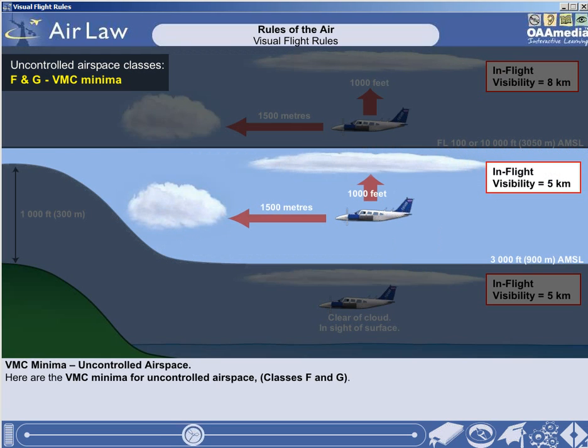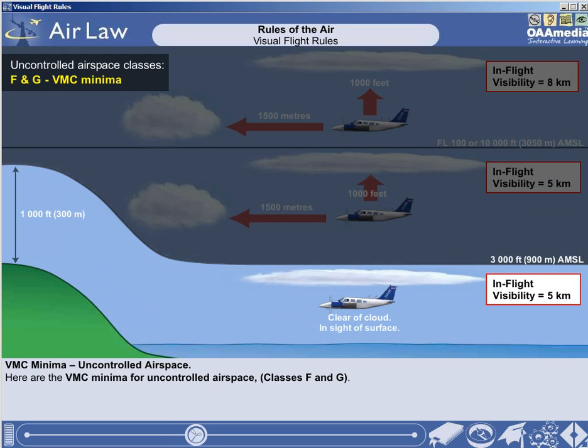The next level we must consider in uncontrolled airspace is that below 10,000 feet, or flight level 100, but above 3,000 feet, measured with respect to mean sea level. In this level band, VMC minima in uncontrolled airspace require the pilot to have an in-flight visibility of at least 5 kilometers, and to be able to maintain vertical separation from cloud of at least 1,000 feet, and horizontal separation from cloud of at least 1,500 meters. Again, use your pause button if you wish to remain on this frame.